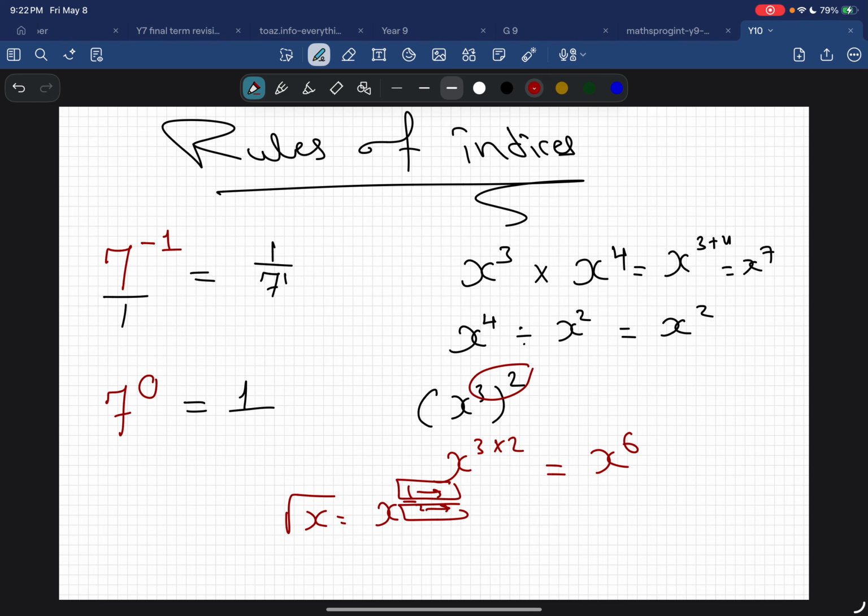So if we have x to the power of 2 over 3, the top is power, meaning all of it is going to be powered by 2. But the root here will be cubic because we have 3 at the bottom. So here you go.